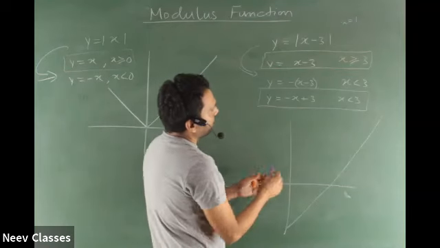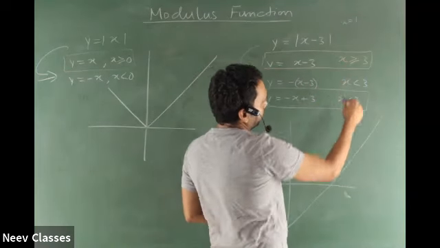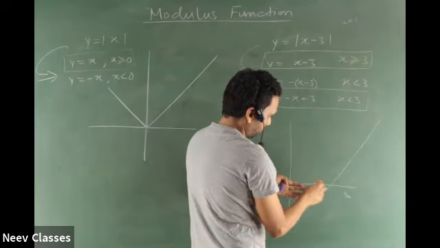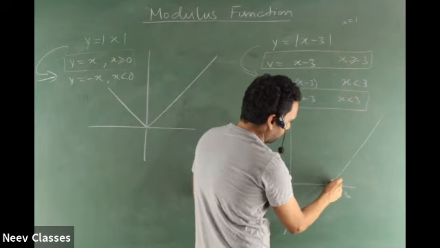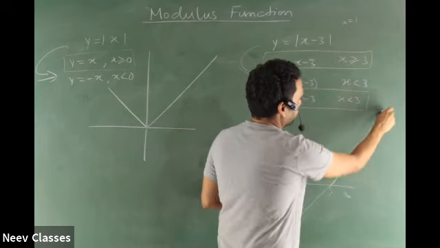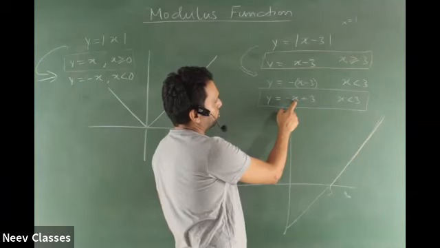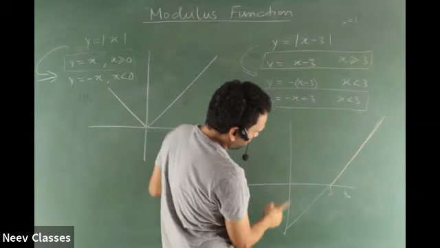So the orange graph is only valid for more than 3, right? It is cutting at 3, so the orange graph is valid only for more than 3. So I'll draw only this portion, right? Yes, sir. What is this graph? Put x as 0, you get y as plus 3. That's here somewhere.